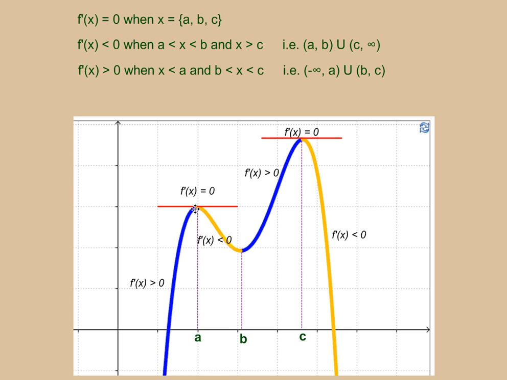And then finally, we've got positive gradient. The positive gradient is around here. So when x is less than A, and then between B and C, we have positive gradient again. So x less than A, I can write as negative infinity to A, and between B and C.